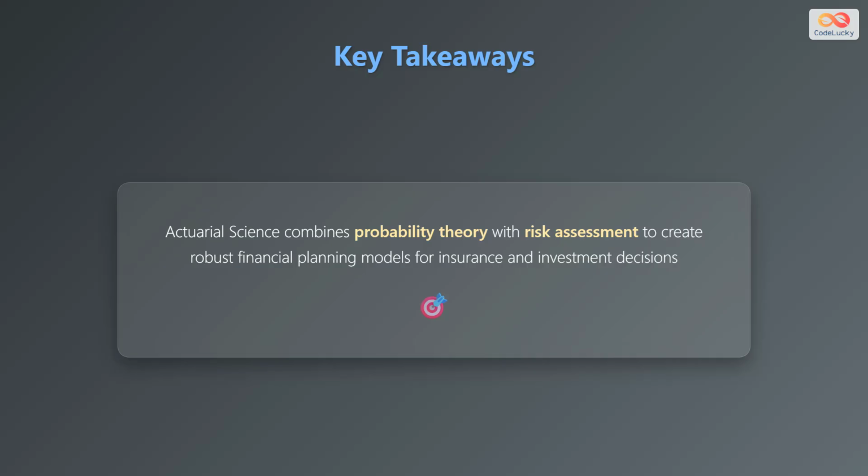Here are the key takeaways. Actuarial science combines probability theory with risk assessment to create robust financial planning models for insurance and investment decisions. You are now equipped with the basics of actuarial science.